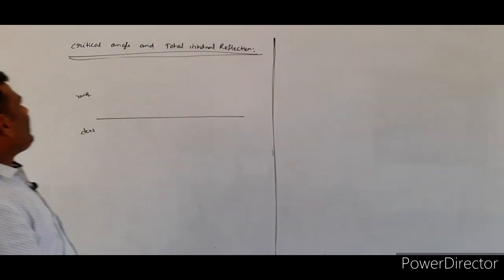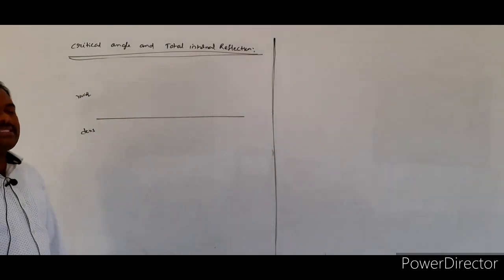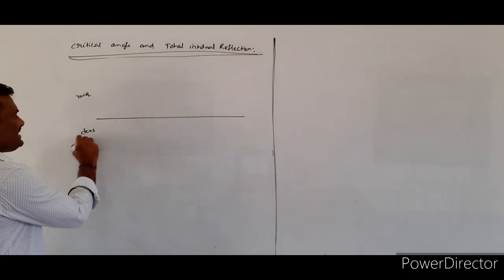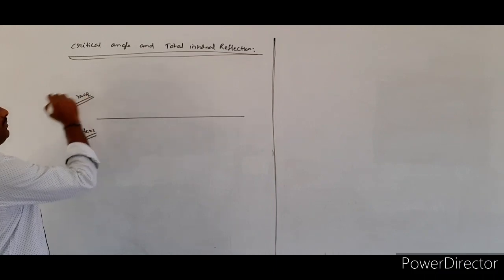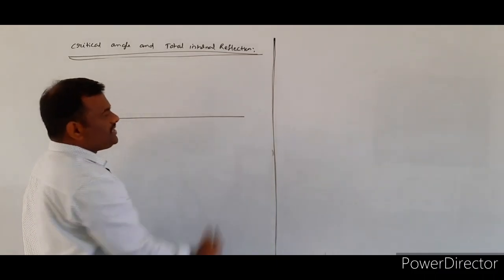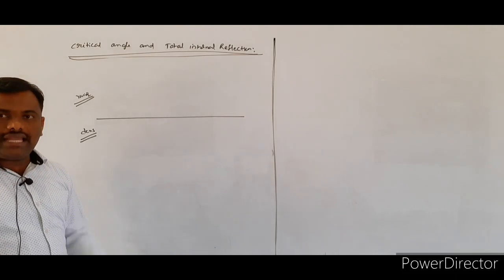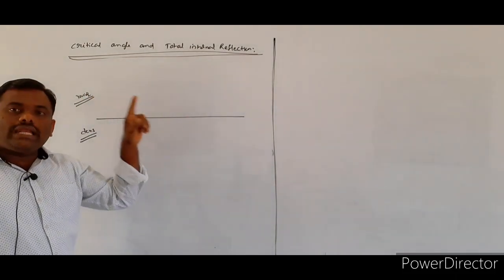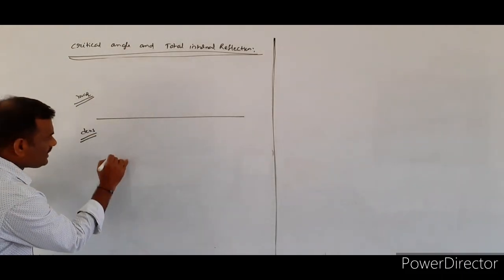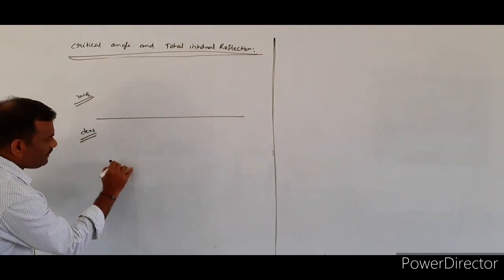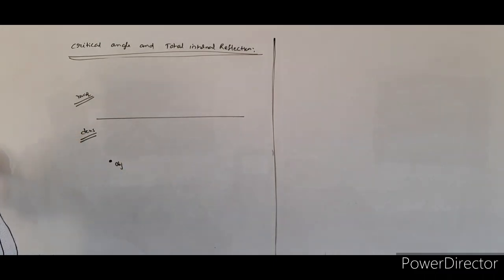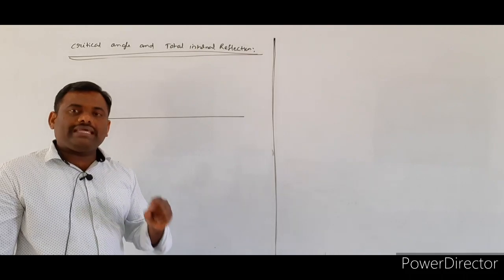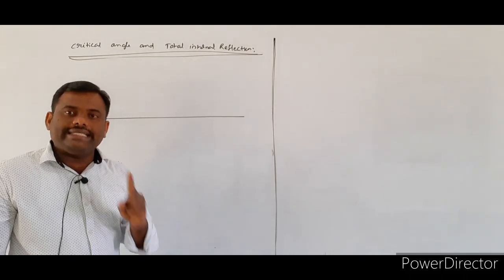To explain the concept of the critical angle as well as the total internal reflection, we consider two different media. One is a denser medium, another one is a rarer medium. This is the interface which is separating the denser medium and the rarer medium. Here I consider the point object O which is placed within the denser medium.